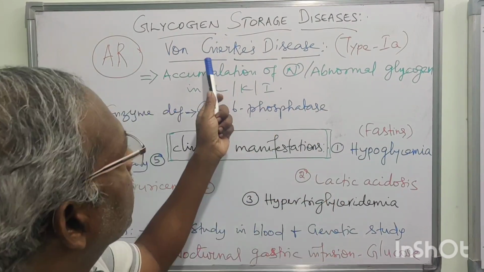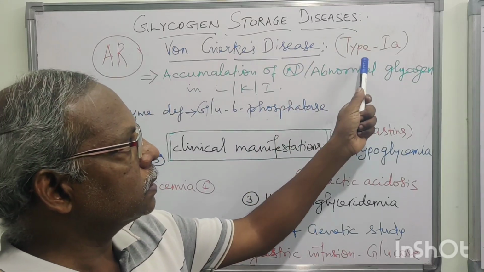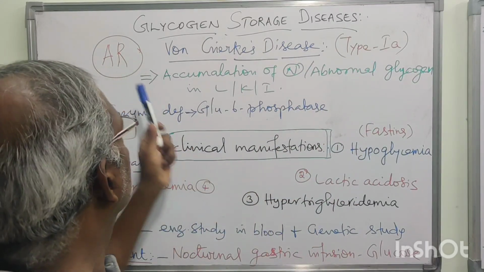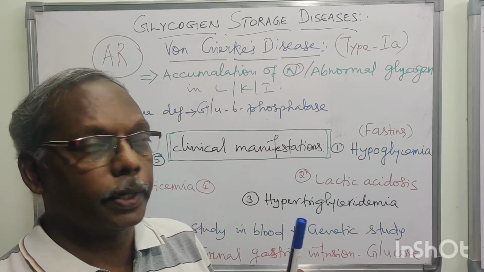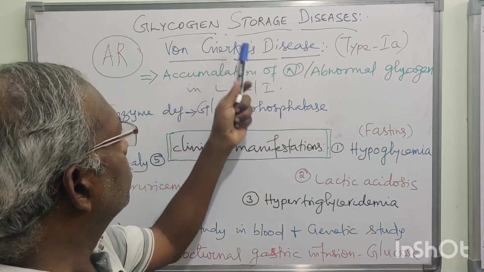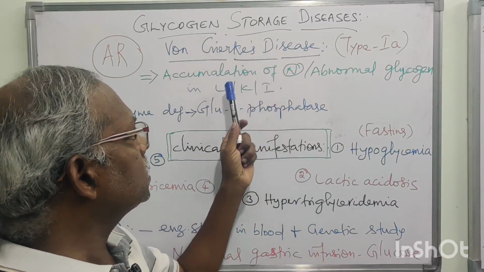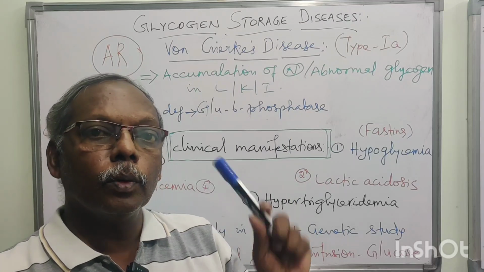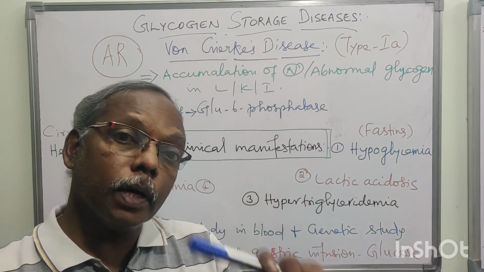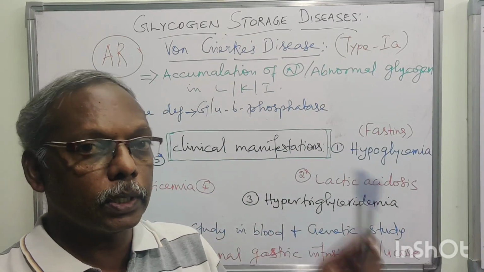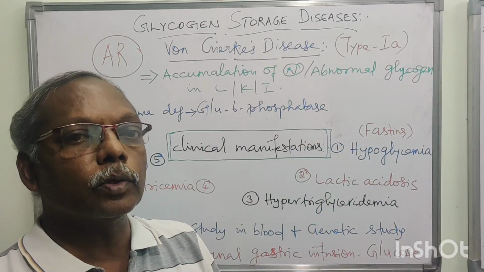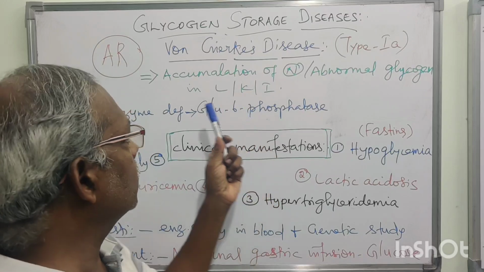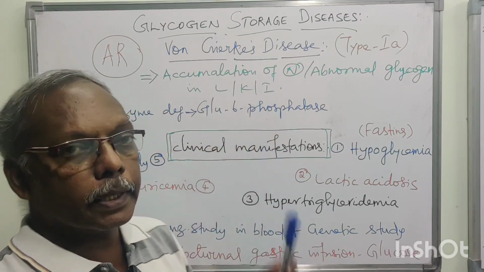Next, the name is Van Gierke disease, that is type 1A. It is autosomal recessive. All are very, very important MCQ points. What is the defect in Van Gierke disease? Accumulation of both normal and abnormal glycogen. Mostly abnormal glycogen. Sometimes normal glycogen also, without metabolism, it will get accumulated in liver, kidney and intestine.